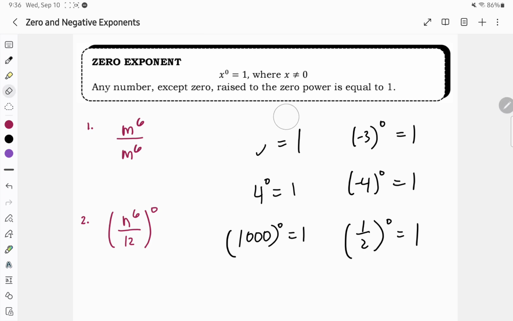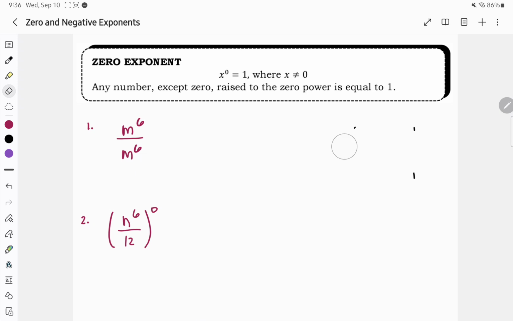Now, lagyan natin ng konting variables. Kasi syempre baka isipin nyo, what if meron ng mga variables na involved or algebraic expressions na yung given? How will we solve it using the zero exponent rule? Let's have example number 1. M raised to 6 all over M raised to 6.